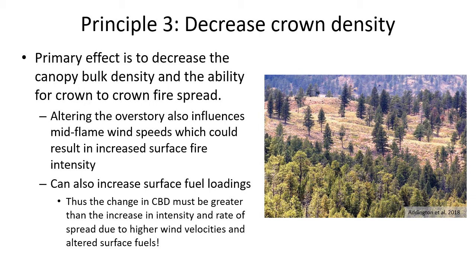And then once again, this could also increase the surface fuel loading, because when we're doing this kind of harvest, hopefully we're able to take the boles out and sell them, right, and try and make some money, or potentially at least offset the costs of treatment. But a lot of times that slash from the crown is going to just get left on site, so we need to handle that. And so basically the idea here is that the change in canopy bulk density needs to be large enough that it can offset the potential for increased surface fire intensity due to the higher winds.